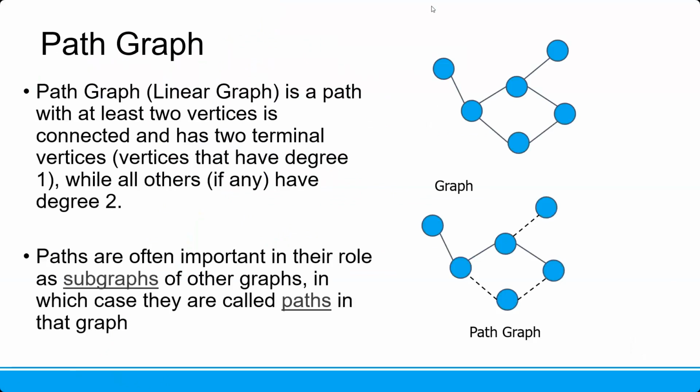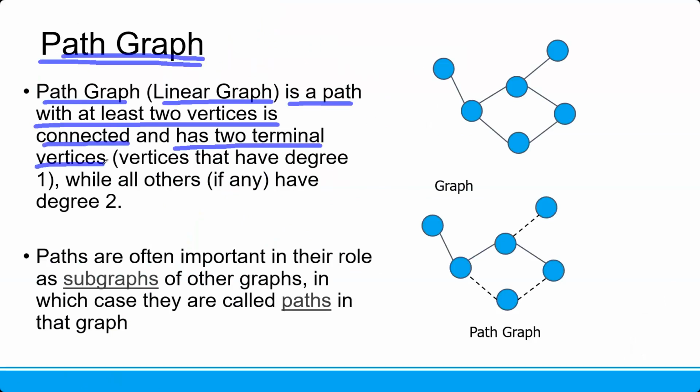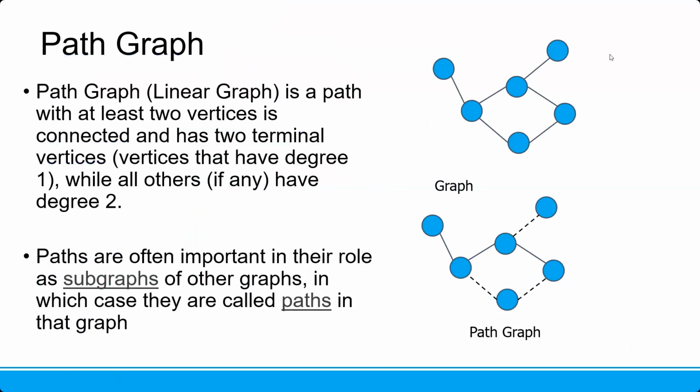In the graph, we can also get a path graph. What is a path graph? The path graph, or we call it a linear graph, is a path with at least two vertices connected and has two terminal vertices. What does it mean? What is the meaning of terminal?